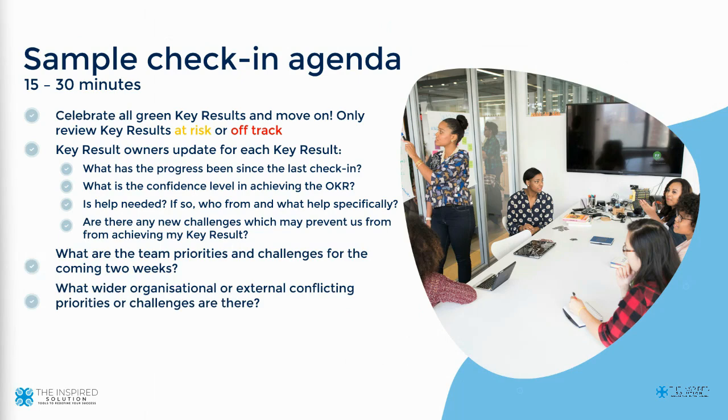Finally, look outside of the team. Are there any unit or organizational changes happening? Is there something outside of the organization, economically, financially, politically, that could impact what's happening within the team? And remember, if a conversation feels like it's going to take too long, take it offline. And then you wrap the meeting up.